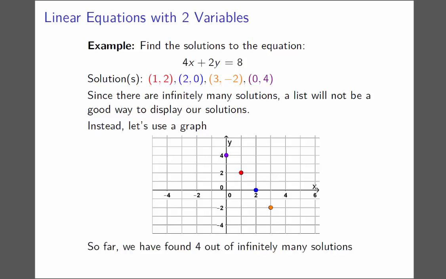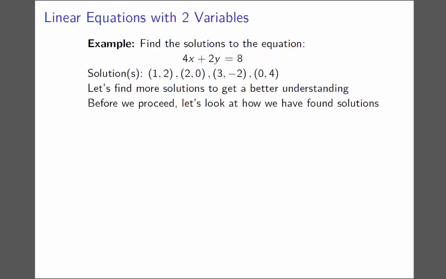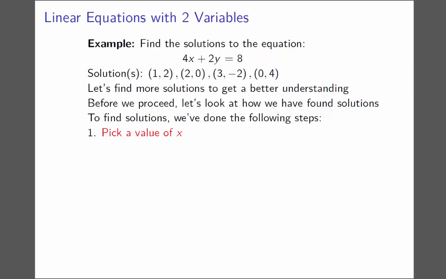So far, we have found 4 out of infinitely many solutions. Let's find some more solutions to get a better understanding. Before we proceed, let's look at how we have found solutions. To find solutions, we've done the following steps. We've picked the value of x. Then, to solve for y, we started by subtracting whatever 4 times x was, and then dividing by 2.